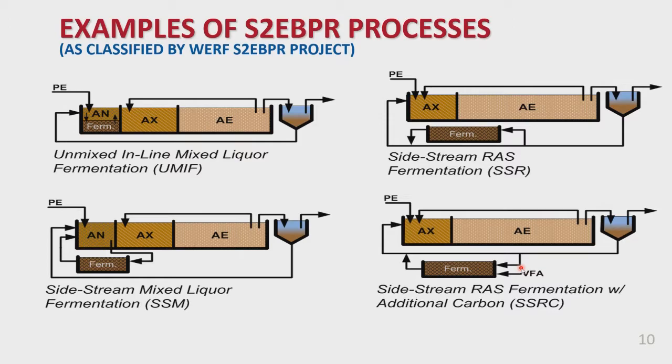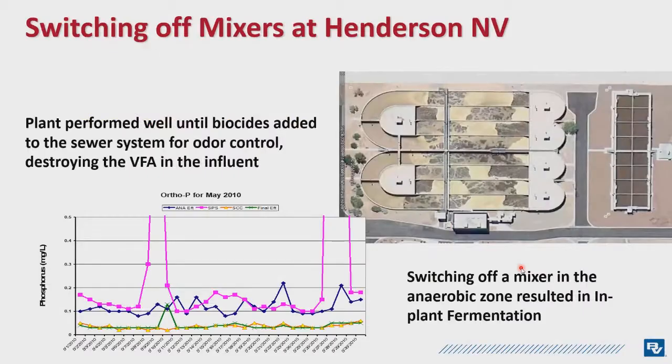Next slide, please. Here is an example of a conventional plant. It actually worked quite well. We had enough VFA in the influent. And then one day it stopped removing phosphorus, and we discovered that they were adding nitrates to the collection system to combat odors, but it also destroyed the VFA.